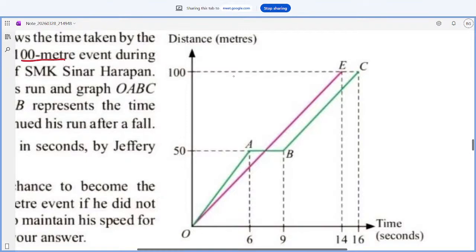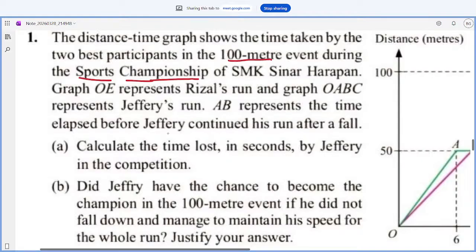Yeah, okay, the pink one lah. Okay, pink is the best because the total time is only 14 seconds. But the green, the total time is 16 seconds. So 14 seconds confirm menang lah yang pink. Okay, so yeah, this is the general knowledge. And then OE is Rizal and OABC is Jeffrey. Okay, ada dua orang ni lah.